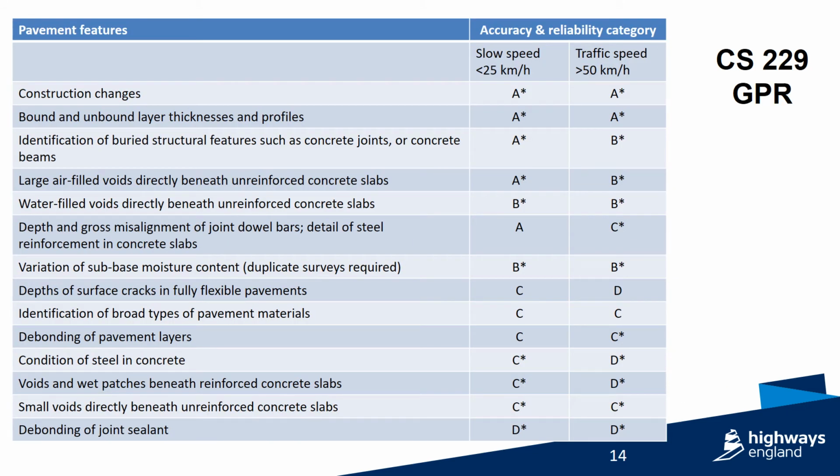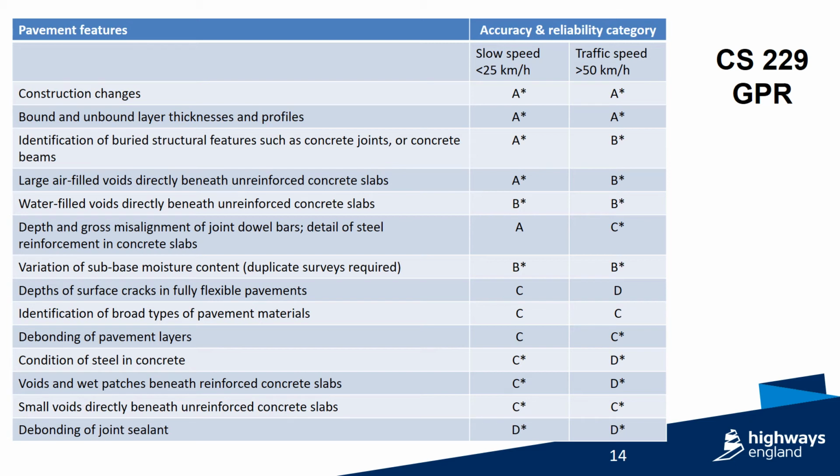The table shows the category of different uses of ground-penetrating radar surveys. The performance of each technique at slow or traffic speed can differ, and the relevant category should be used for the chosen speed of investigation. Slower speed can improve the level of confidence in the data.